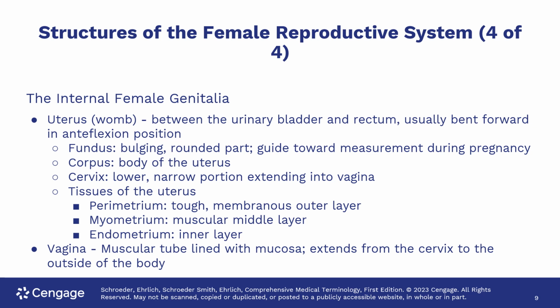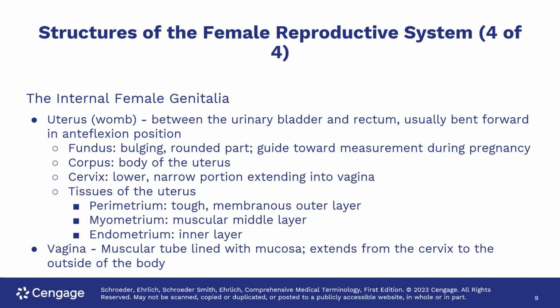The uterus is a muscular organ between the bladder and the rectum. Part of the uterus is the fundus, or the top, the corpus, or the body, and the cervix, which is at the distal end that leads into the vagina.